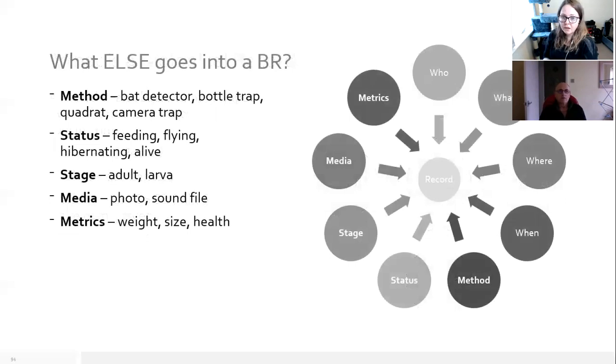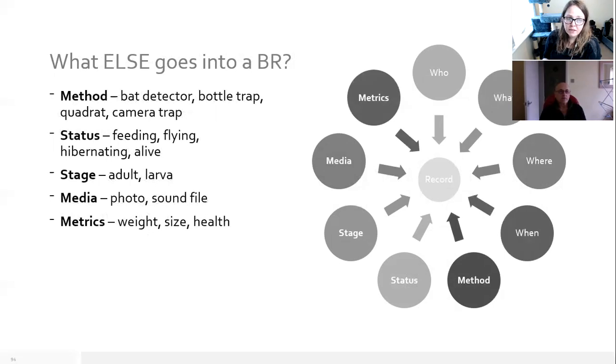So other things that can go into a biological record include the method of recording. Did you use a bat detector, a bottle trap, a quadrat, a camera trap? Any number of things, a mist net, a harp trap, is it a bat box check? A method by which you gathered your data. It can just be field record observation, which is one that we use an awful lot.